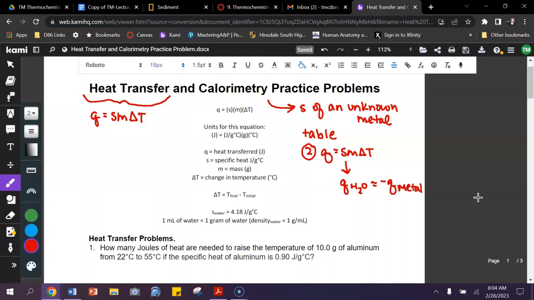First, let's practice our heat transfer problems, which utilizes Q equals SmΔT. And here on this page, I give you different values. For instance, the specific heat for water is always 4.18 joules per gram Celsius. You need to remember that 1 milliliter of water equals 1 gram of water. And then you also need to remember that in order to find ΔT, you need to subtract the final temperature and the initial temperature.